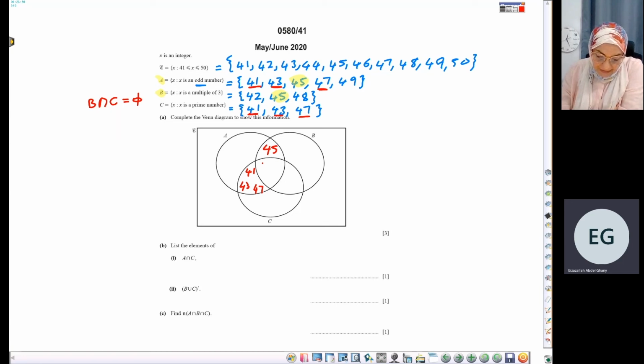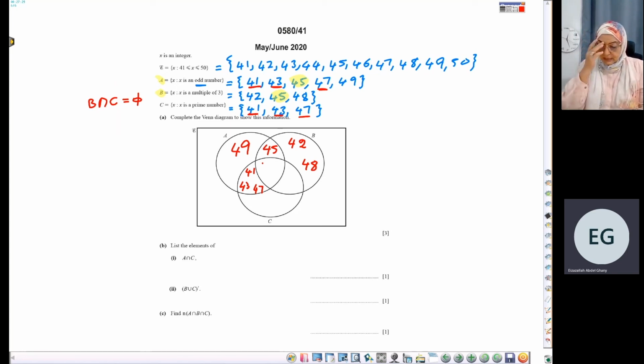Now, what's remaining in set A? You already wrote 41, 43, 45, 47, so 49 is the only one remaining to be written. Set B, multiples of 3. We have 45 already written, so what's remaining? 42 and 48. Set C has 41, 43, 47. They are all written in this narrow area because they are common in A and C. We'll know how to revise.